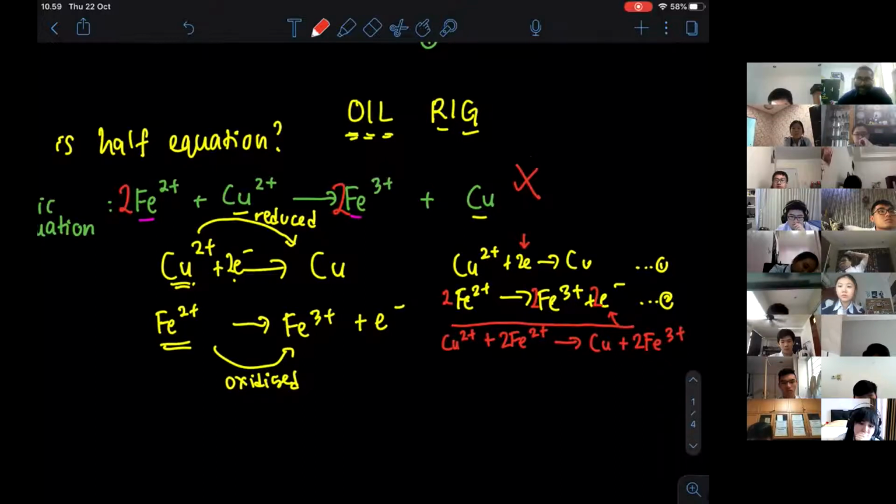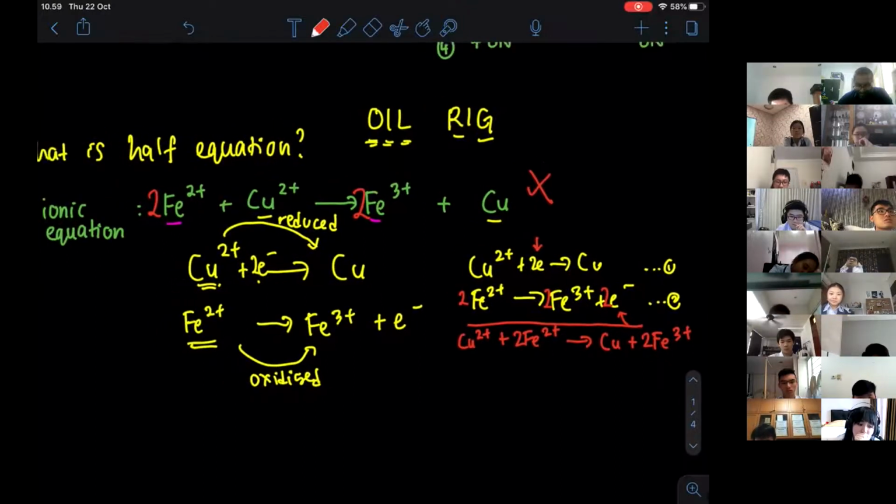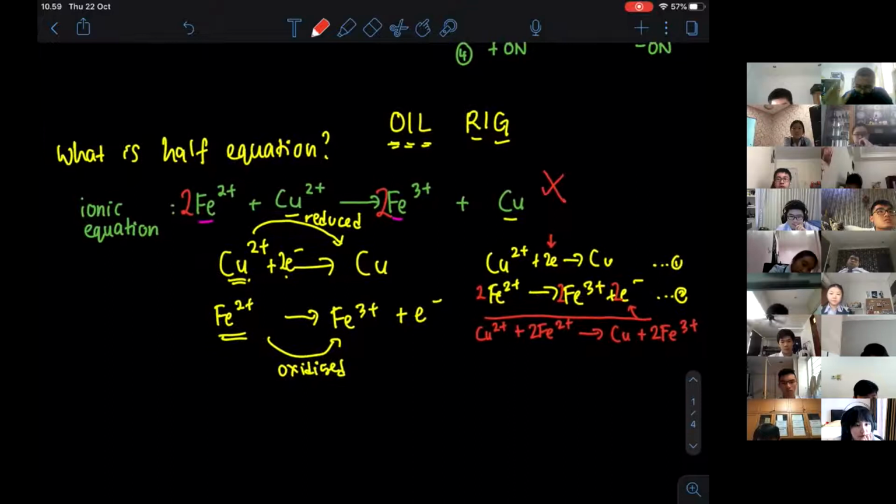But again, to answer what Ryan actually said, yes, now the charges are balanced. But is this a half equation? The answer is no. Yeah, Ryan. So this again is called an ionic equation. The half equations are this and this.